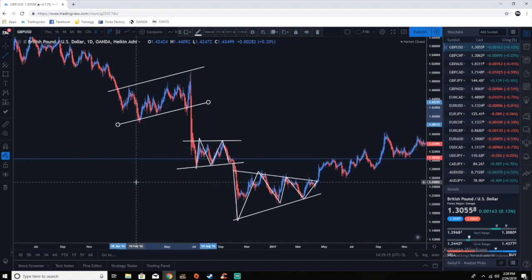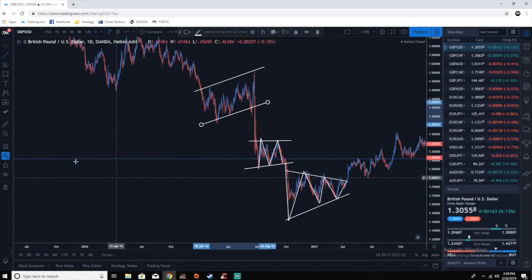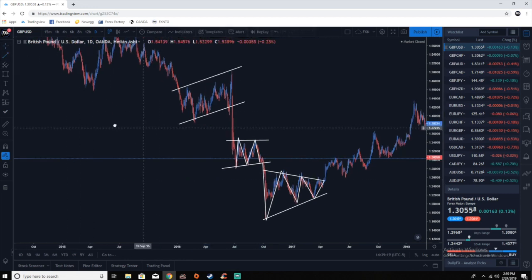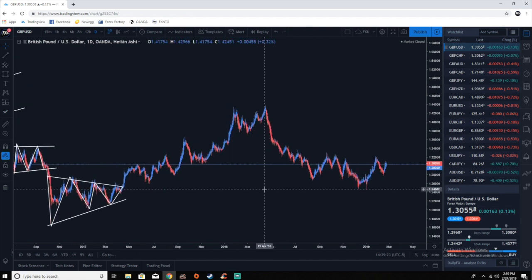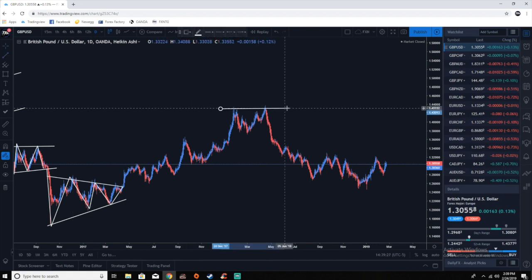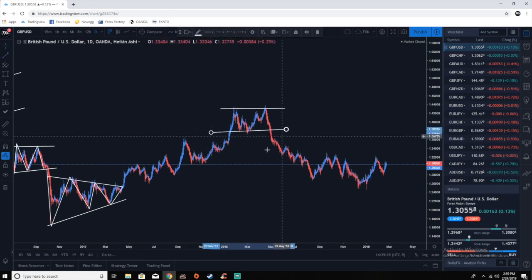I want you to keep this as simple as possible. Don't overcomplicate it. Don't over exaggerate it or anything like that. Just keep it simple. Here's a level here. When is this level broken? As soon as this low gets taken out, that level's broken, and we're going on to another level.